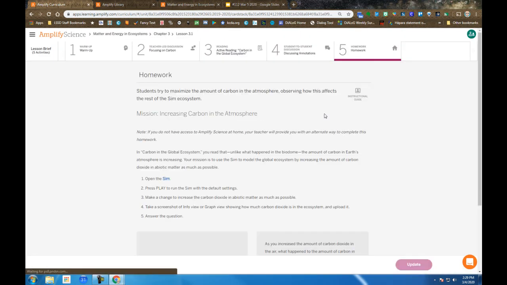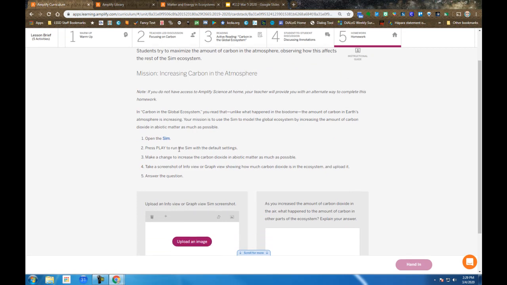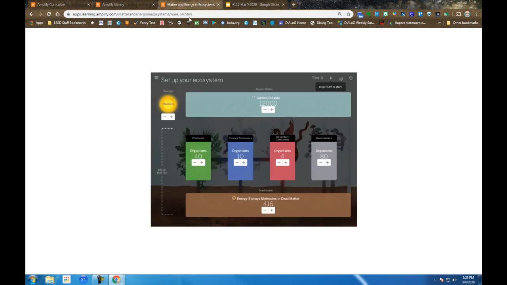Then in step 5, your job is to increase carbon dioxide in the atmosphere in the simulation. I've opened the simulation, and here it is. There are a number of things we can do based on what we know. If we increase consumers, we're going to increase cellular respiration and make more carbon dioxide in the atmosphere, but eventually that'll get cycled back to producers. We could lower the producers. In other words, they're not using as much carbon dioxide in the air, and that way you'll see more available in the abiotic matter.